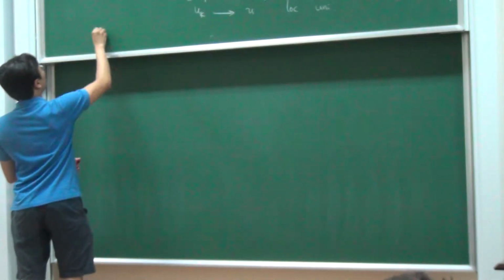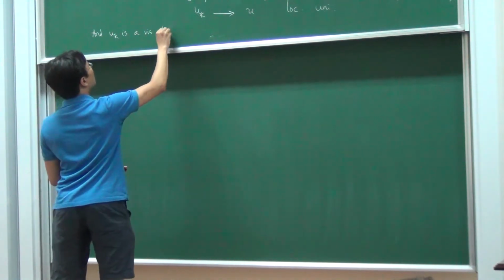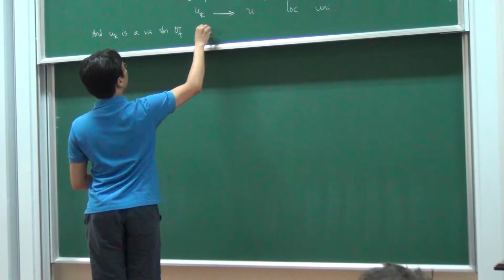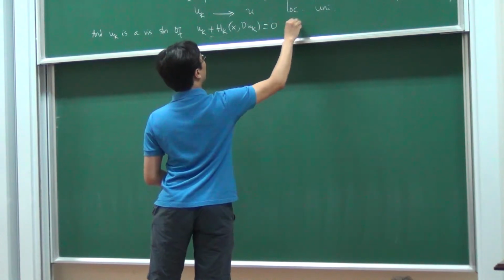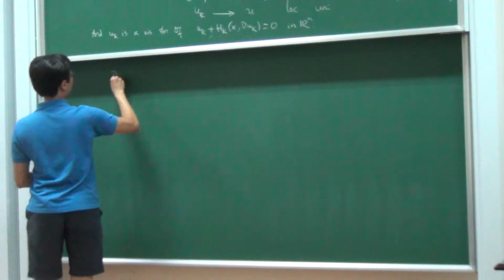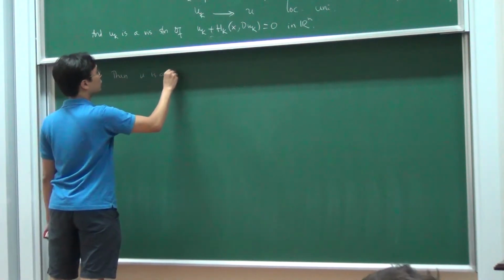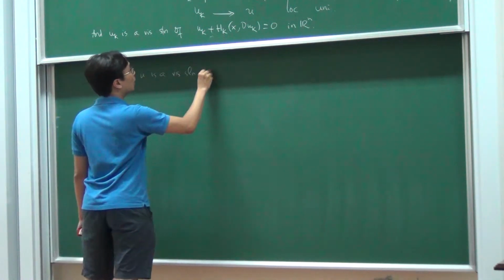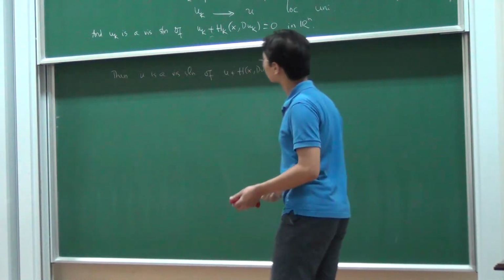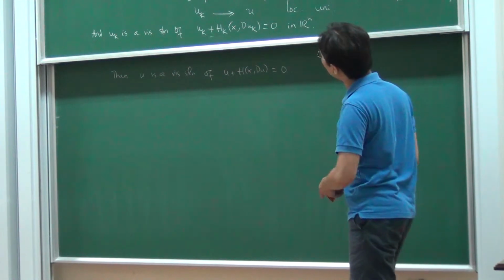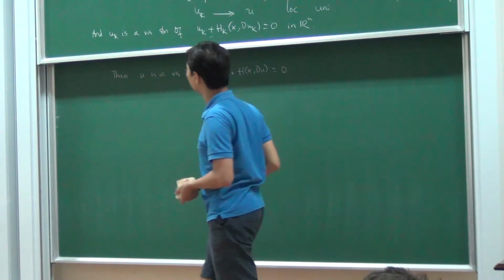And u_k is a viscosity solution of u_k plus H_k(x, Du_k) equal to 0 in R^n. Then I can conclude that the limit is also a viscosity solution of the limiting equation. u is a viscosity solution of u plus H(x, Du) equal to 0. Again, this is easy to prove.